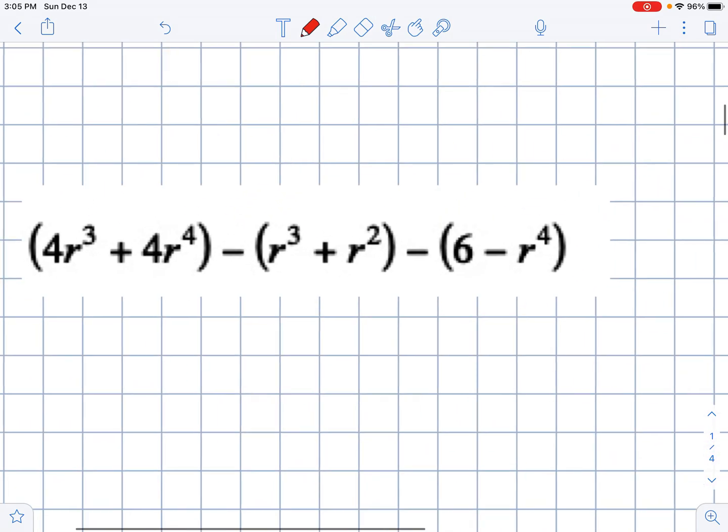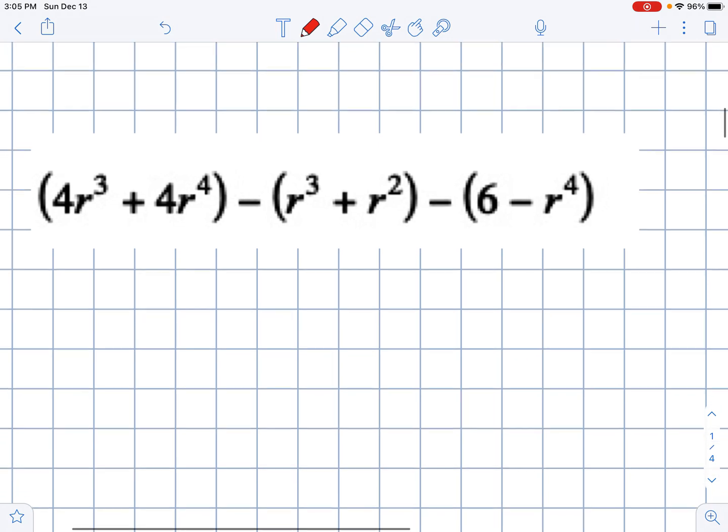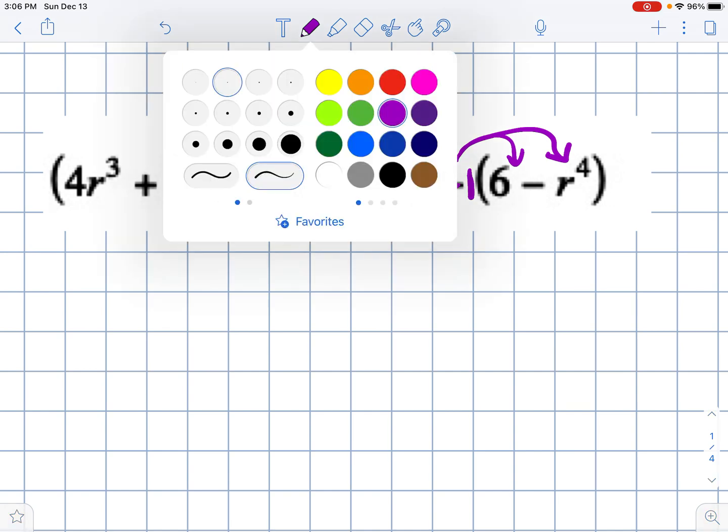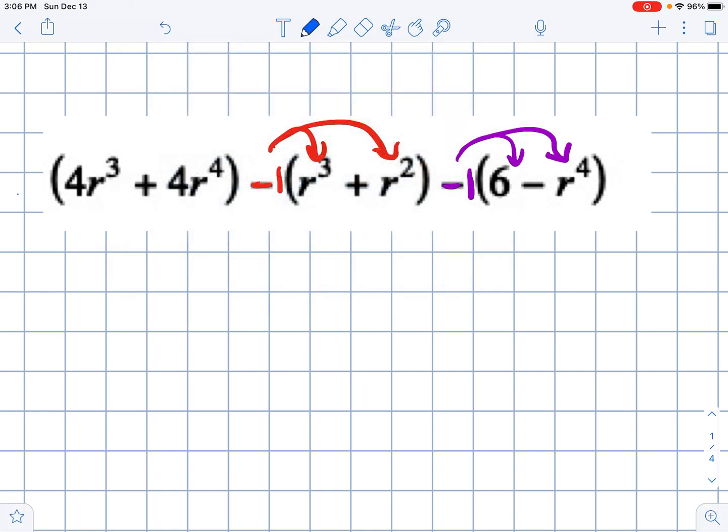Let's do one more. Notice in this example, I actually have 2 minuses in front of an expression. So what I need to do is distribute twice. I need to distribute this -1 through the parentheses, but I also need to distribute this -1 through the parentheses. So the first grouping does not change, right? There's nothing being distributed out here, so I don't need to multiply it by anything. It's going to stay 4r to the third plus 4r to the fourth. Now's where we get to distribute.